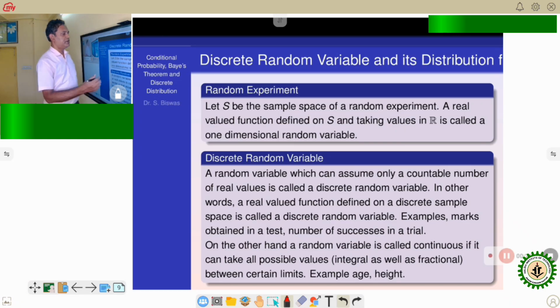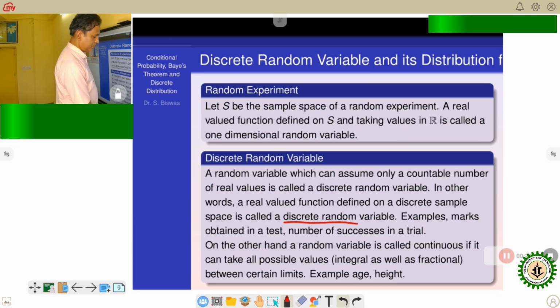Now we come to discrete random variable and its distribution. For a random experiment with a sample space S, a real valued function defined on S and taking values in R is called a one-dimensional random variable. Now, discrete random variable: a random variable which can assume only a countable number of real values is called a discrete random variable. In other words, a real valued function defined on a discrete sample space is called a discrete random variable.